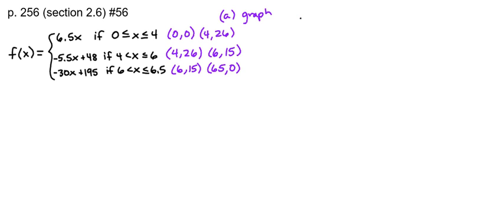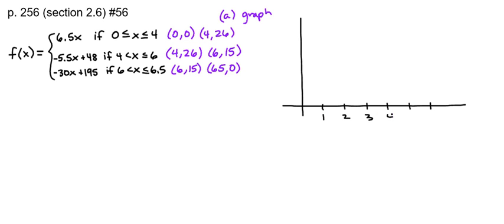Okay, so it's time to make the graph. So along the x-axis, we have the month. 0, 1, 2, 3, 4, 5, 6. We're going to go out to 6.5. And we're told in the problem that month 0 is October. So we have October, November, December, January, February, March, and April.